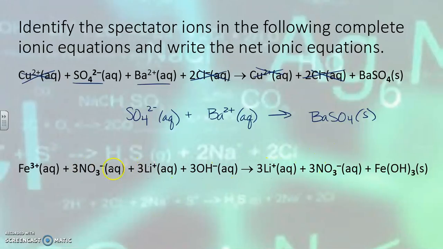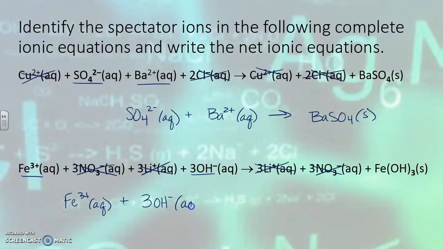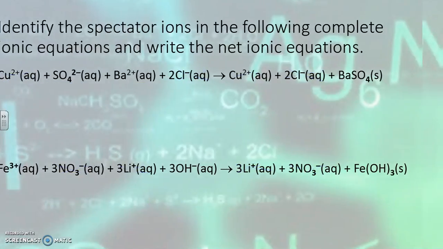All right, we have lithium and nitrate. Both of those are your spectator ions. Cross them out on both sides. What do you have left? You have Fe with a positive 3 charge, and you have 3 hydroxides with a negative charge. And you produce Fe(OH)3 solid. It should be good, and it should be balanced.